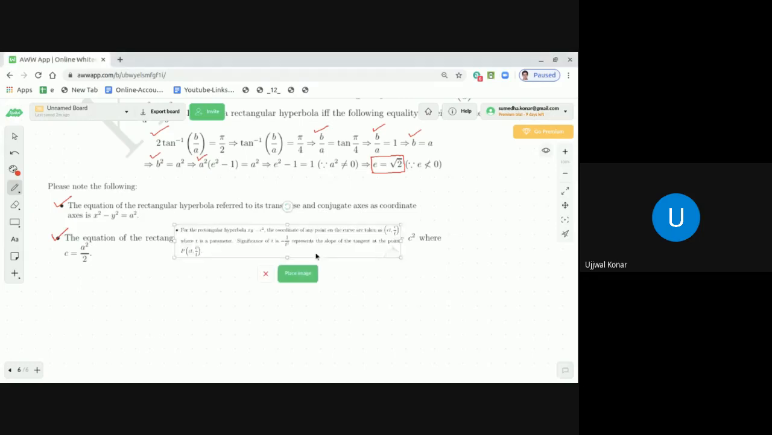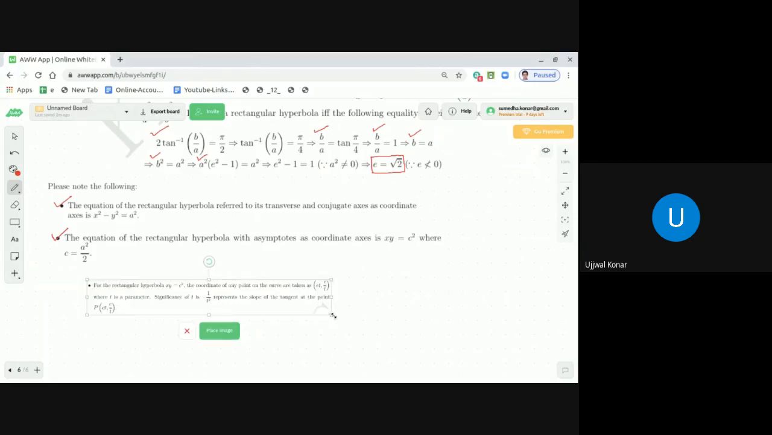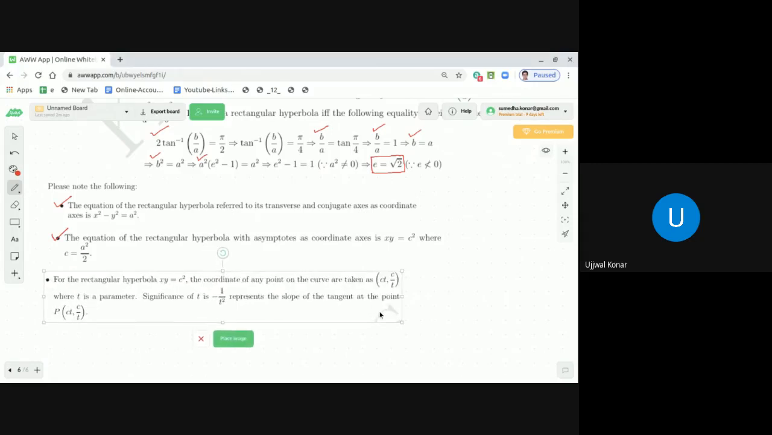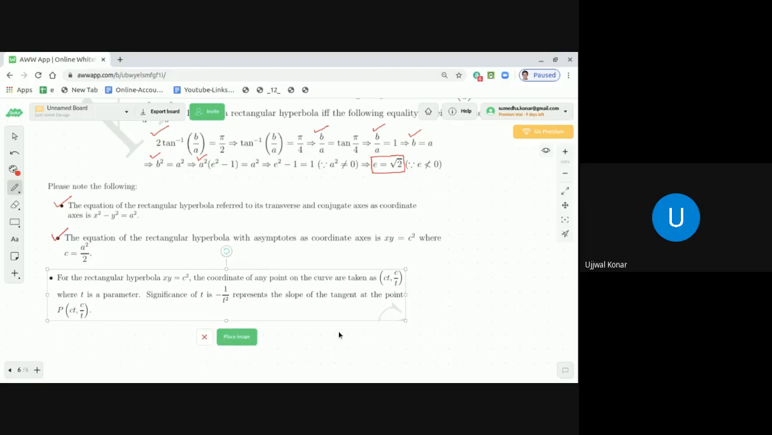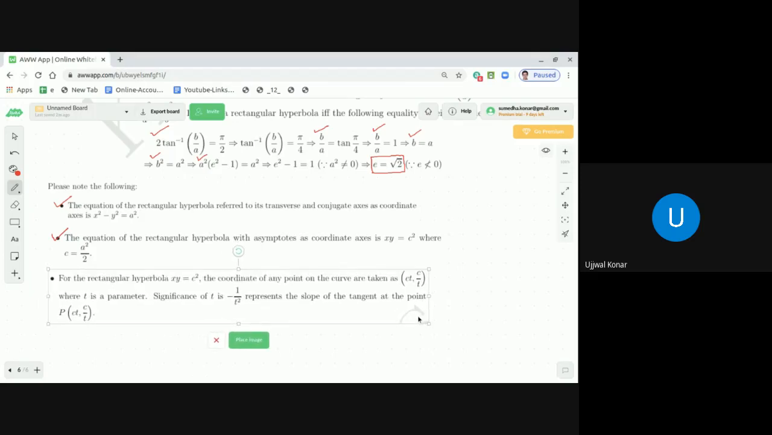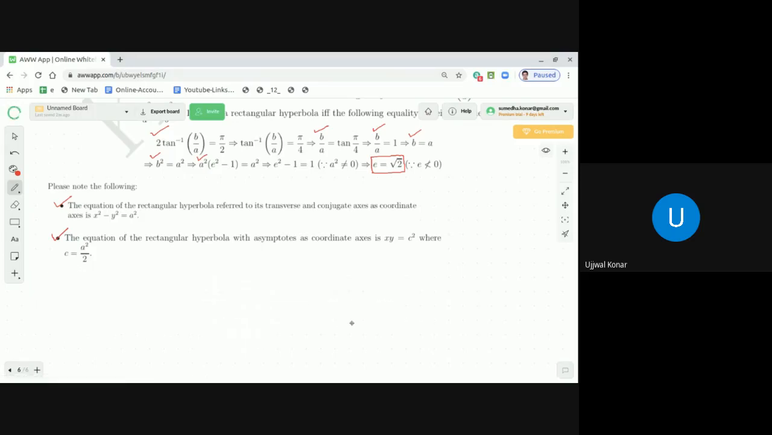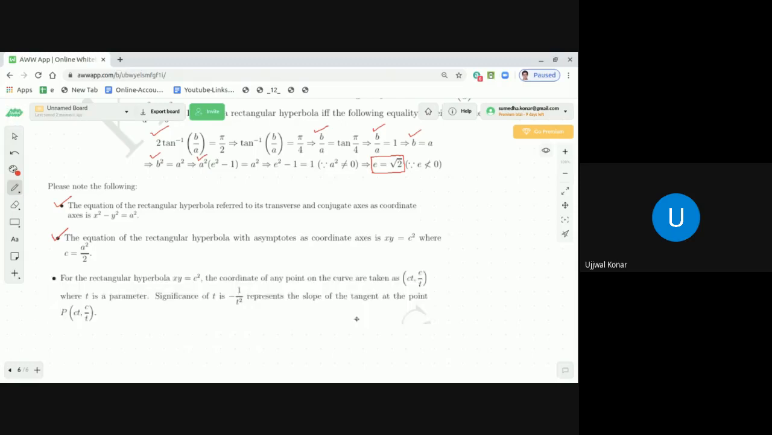So what I wanted to mean is that for the rectangular hyperbola xy is equal to c square, the coordinates of any point on the curve are taken as ct, c by t, where t is a parameter. The significance of t is that minus 1 by t square represents the slope of the tangent at the point ct, c by t. That you can experiment, dear students.